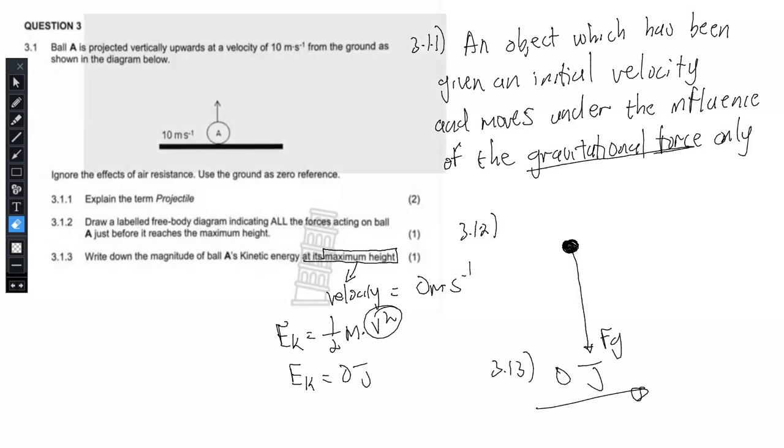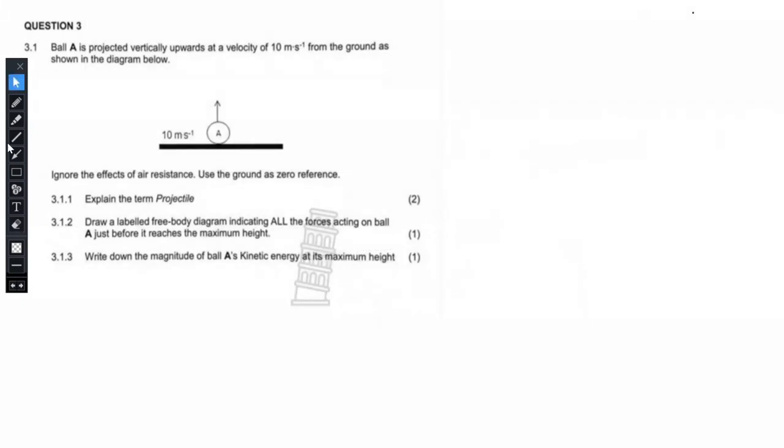Okay, now let's check. So we still have 3.2. It says 0.5 seconds after ball A is projected upwards, a second ball B is dropped from point P, which is 8 meters above the ground as shown in the diagram below. Then 3.2.1 says calculate the time it takes for the ball to reach its maximum height.